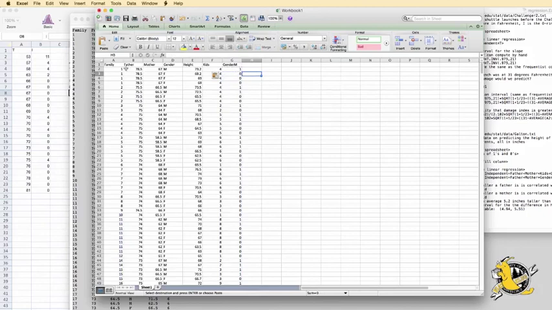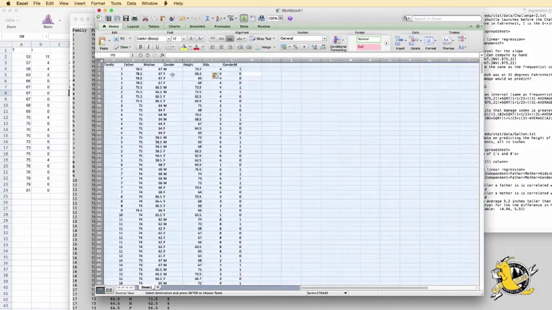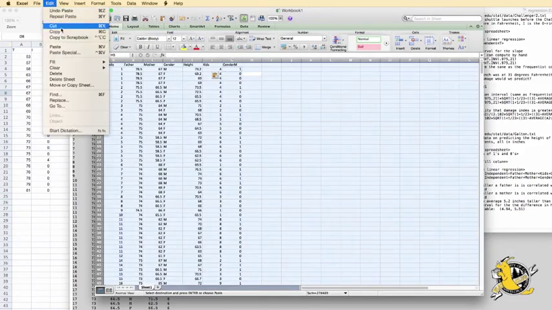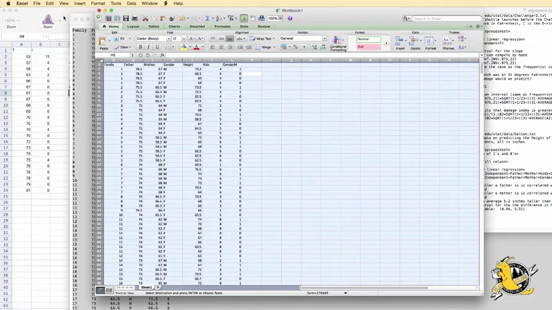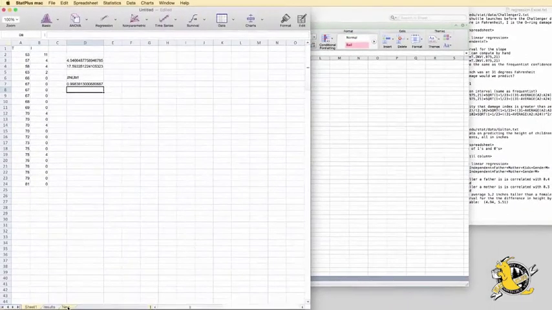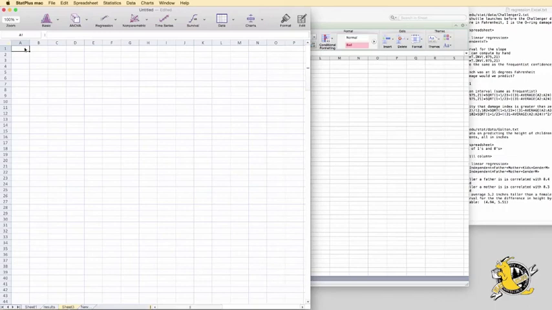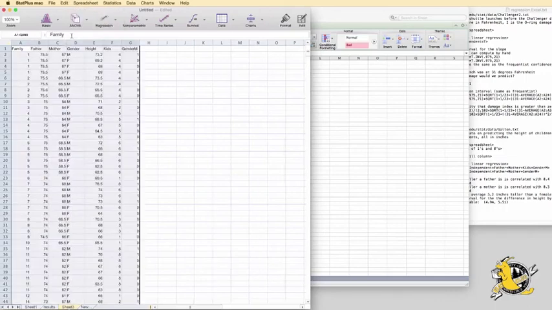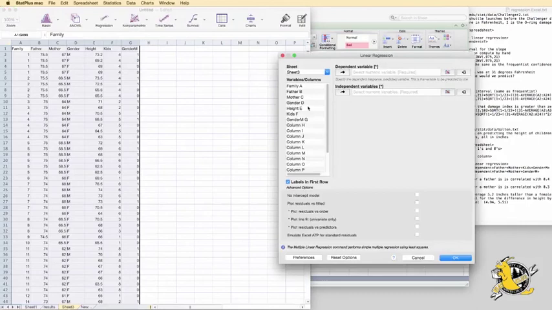Okay, so now I have 0s and 1s. And I'm going to do my regression again in StatPlus. So I will open up a new sheet. In StatPlus, I can paste in this data set. I can now do a regression. I want to predict the height of the children based on the father's height, the mother's height, my numerically coded gender variable, and the number of kids in the family.